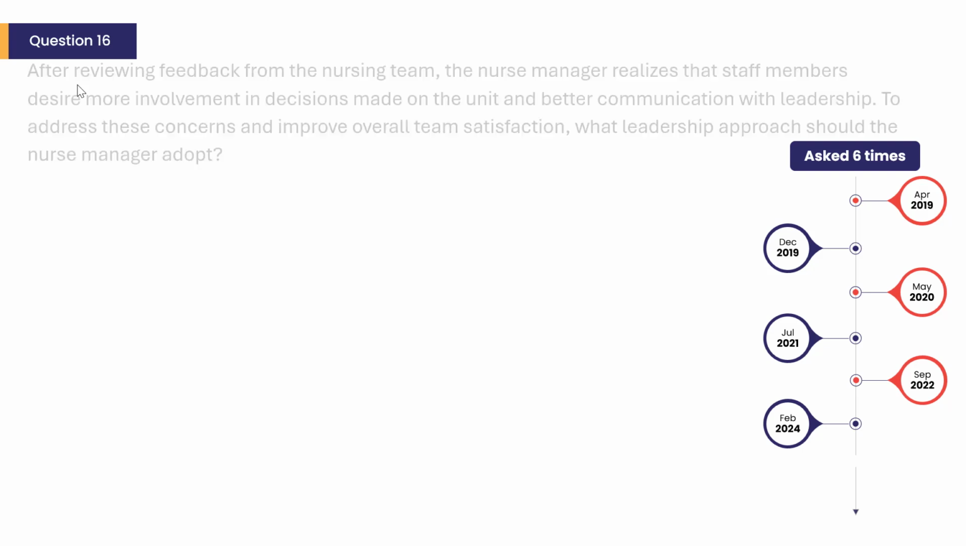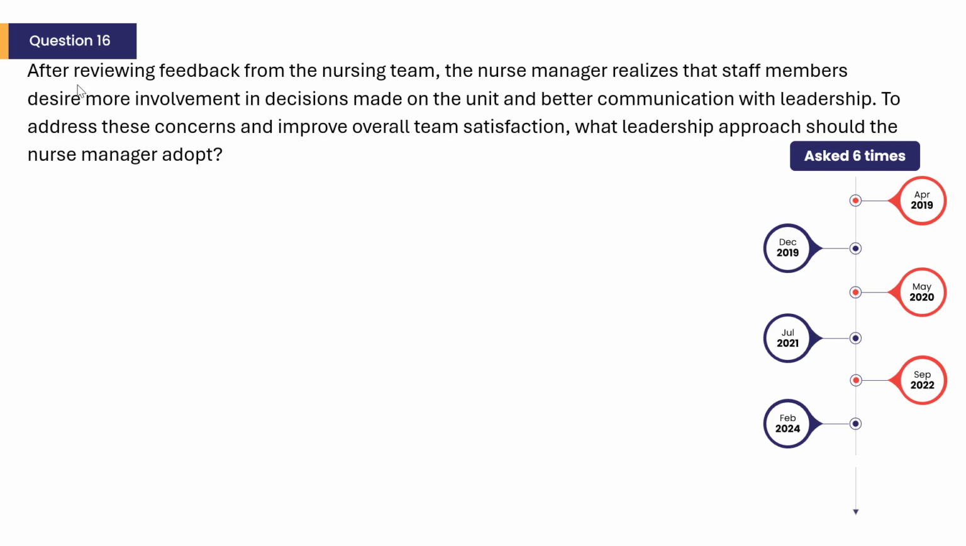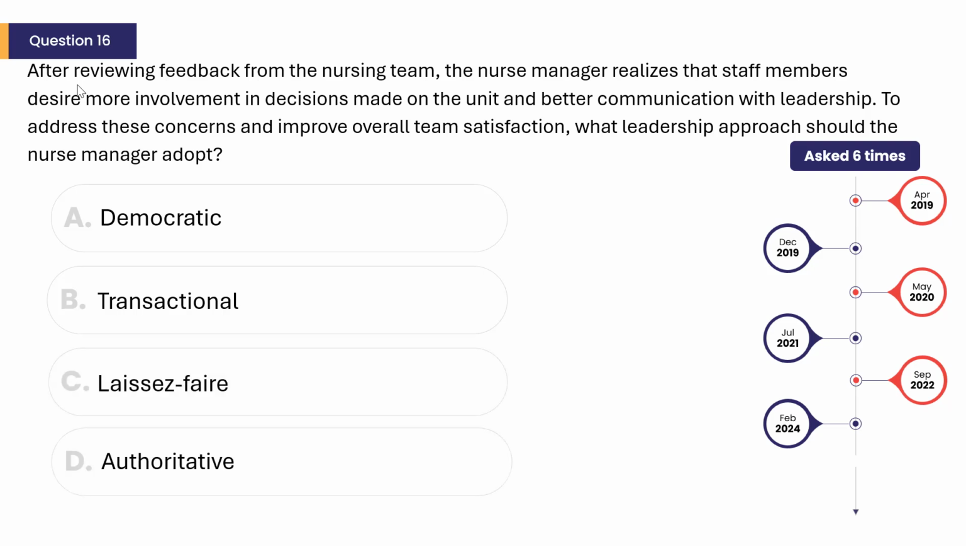After reviewing feedback from the nursing team, the nurse manager realizes that staff members desire more involvement in decisions made on the unit and better communication with leadership. To address these concerns and improve overall team satisfaction, what leadership approach should the nurse manager adopt? A. Democratic. B. Transactional. C. Laissez-faire. The correct answer is A. Democratic.